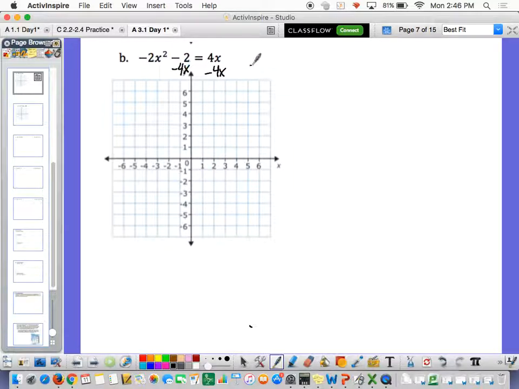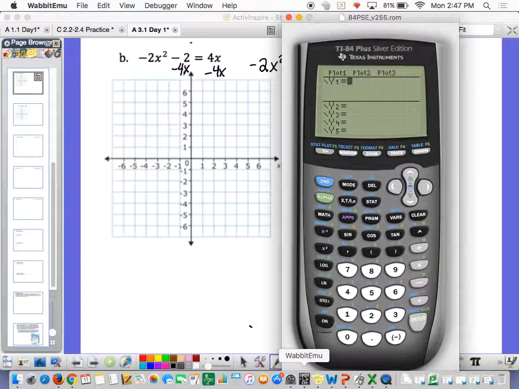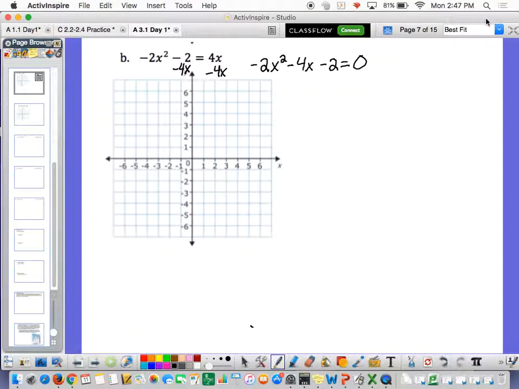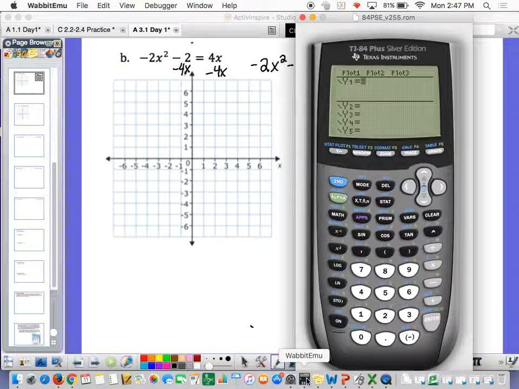And when that happens, you end up with -2x squared minus 4x minus 2 equals 0. It's the same thing. You can do that. That's fine. You can move things around. Okay? And then because you're really good and really smart, you're going to go to y equals. Oh man, that's not what I wanted. You're going to go to y equals and you're going to plug in -2x squared minus 4x minus 2 and hit that graph to kind of see what it looks like.